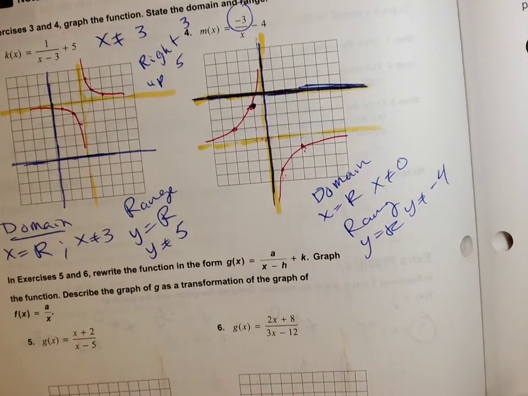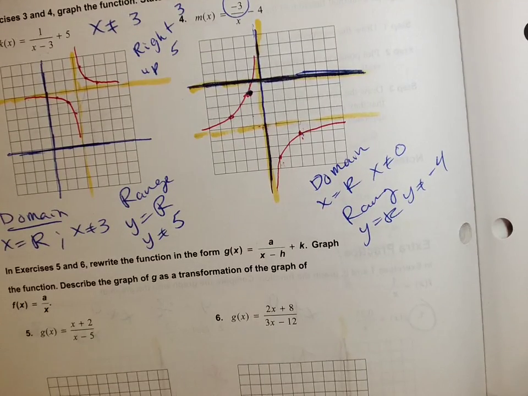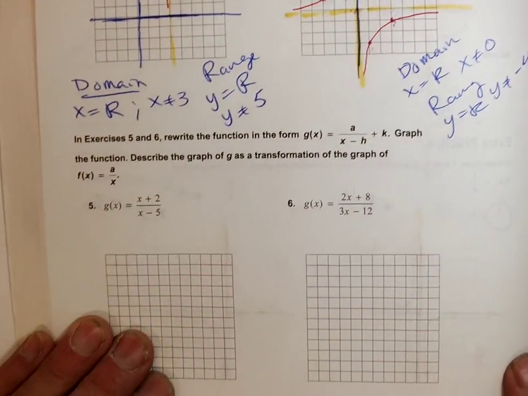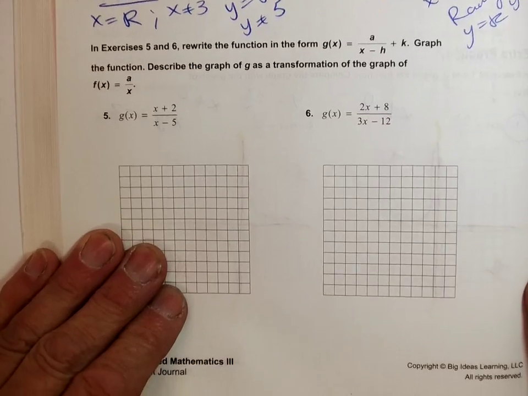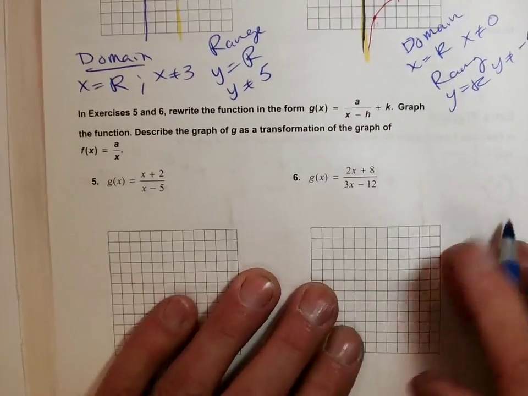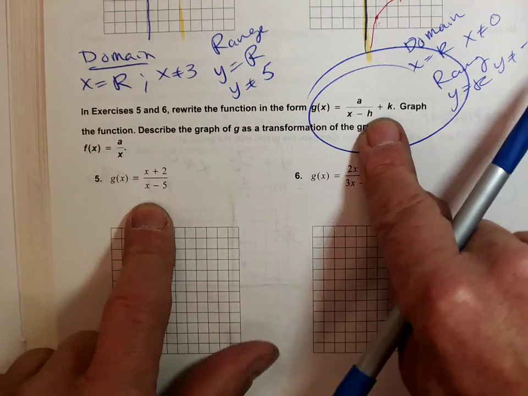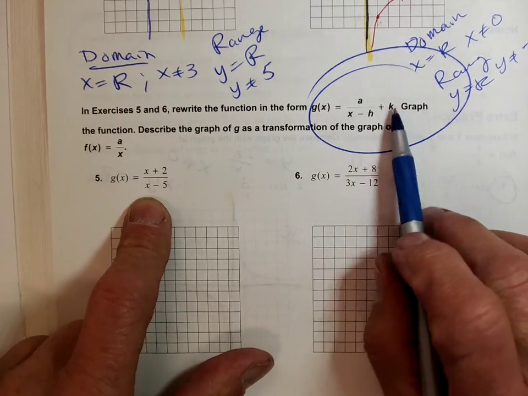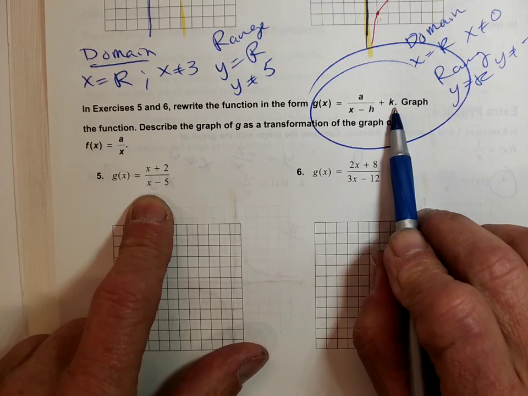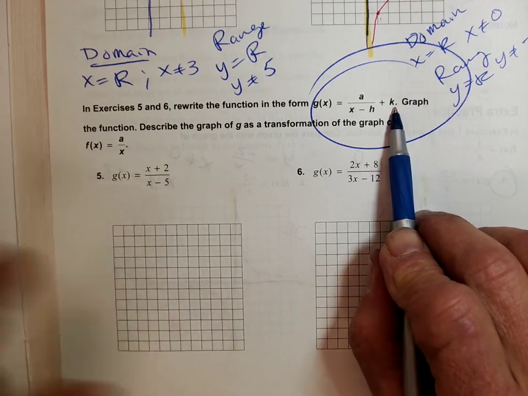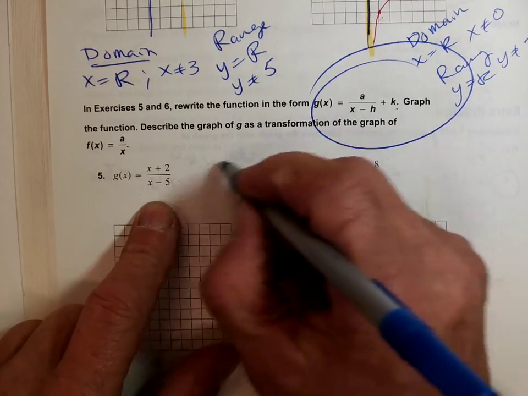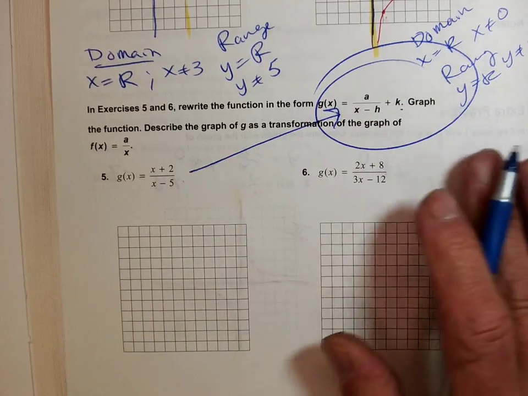Okay, almost done. Number 5. Here comes 5 and 6, okay? They want me somehow to make it look like this. The reason you want to do it is because then you'll know what the Y value is for the asymptotes. Now how do we do this? How do I make it go from this form to this form?